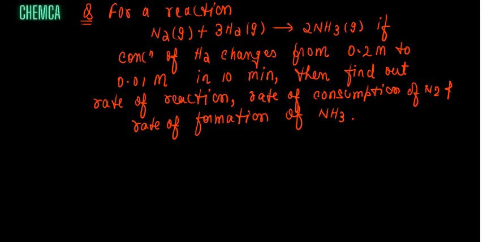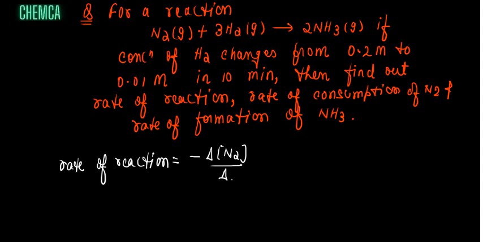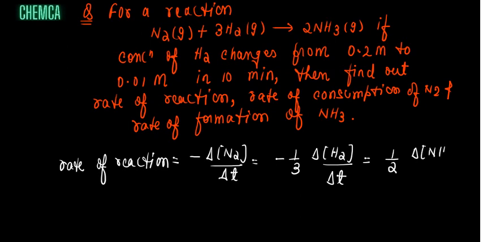So what we'll do first, we'll write the expression of rate of reaction. So rate of reaction is equal to minus change in concentration of N2 upon change in time, which is equal to minus 1 by 3 change in concentration of H2 upon change in time, because with H2 we have coefficient 3, and that would be equal to 1 by 2 change in concentration of NH3 upon change in time.